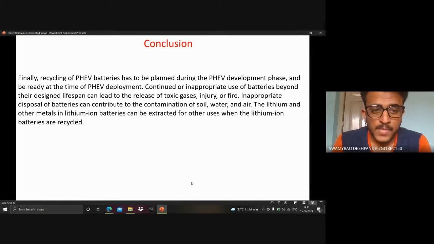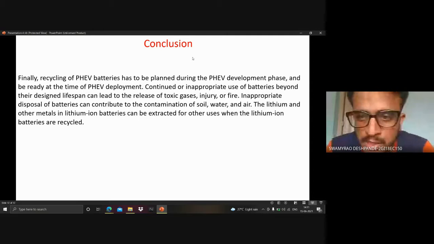Most probably, to be used again, these PHEV batteries require recycling. Recycling of PHEV batteries has to be done compulsorily during the PHEV development phase. Also, lithium and other metals can be extracted from lithium-ion batteries only if they are recycled. So that's all about our presentation, sir.